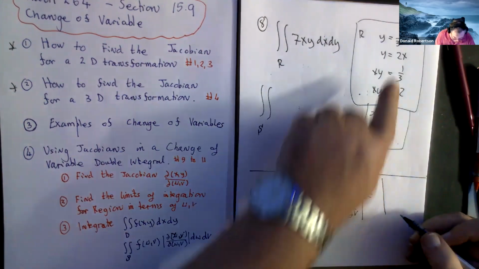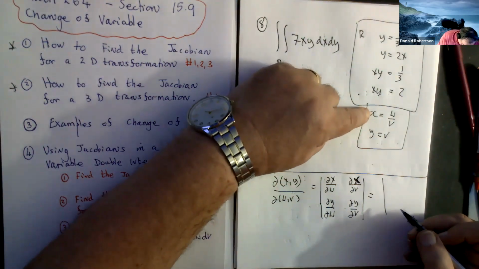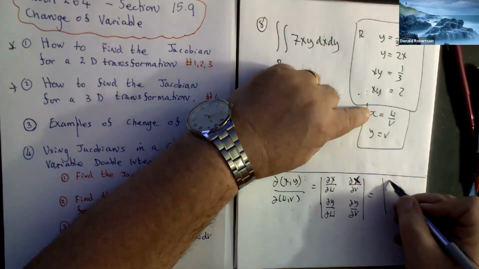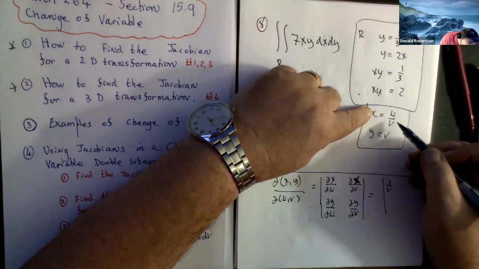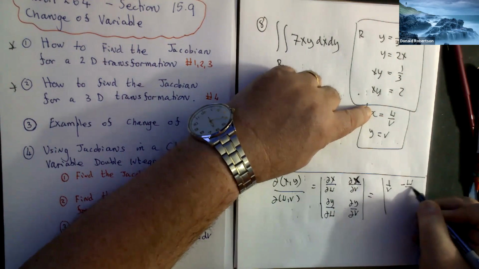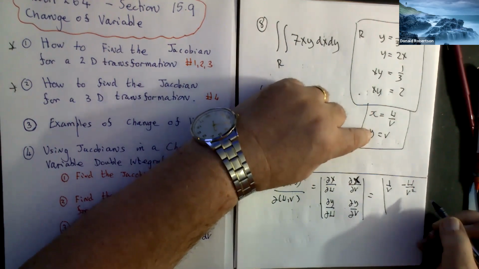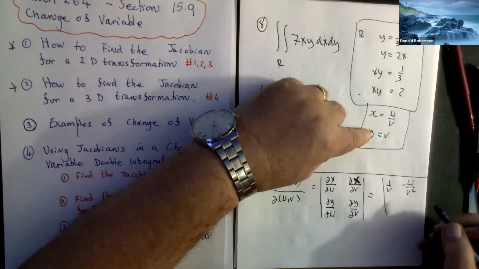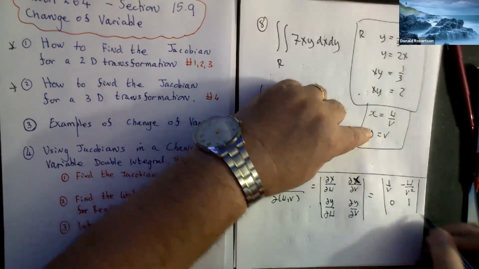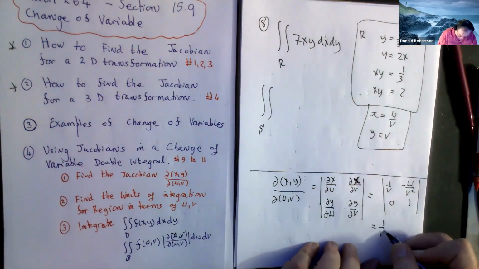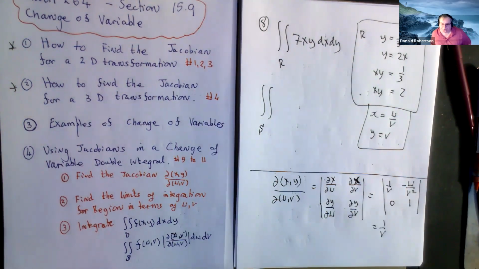If you differentiate this with respect to v, you get negative u over v squared. If you do this one with respect to u, you get 0, and if you do it with respect to v, you get 1. So the bottom line is that the Jacobian is just 1 over v.